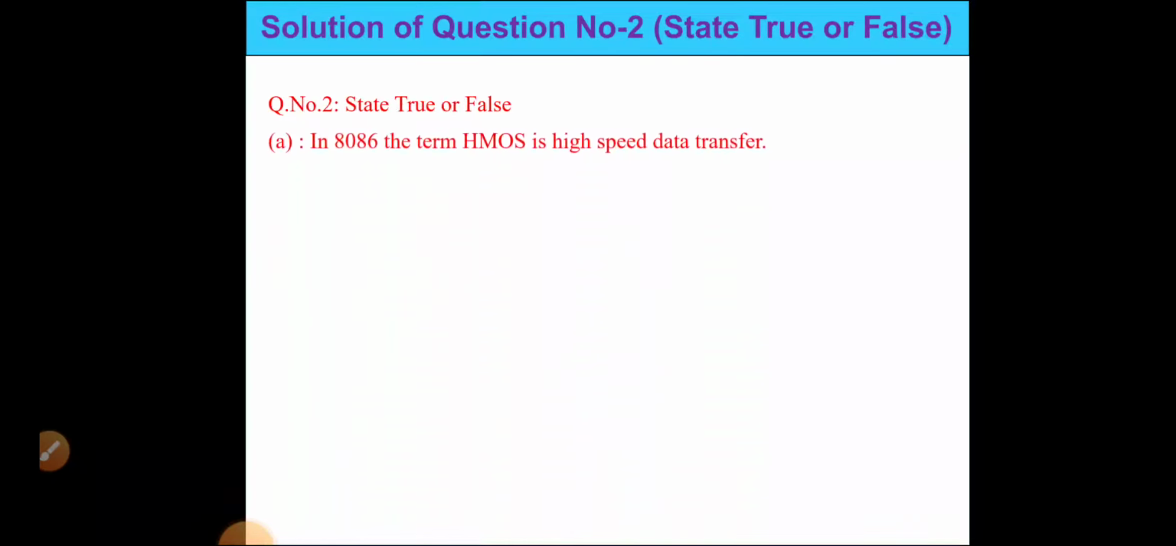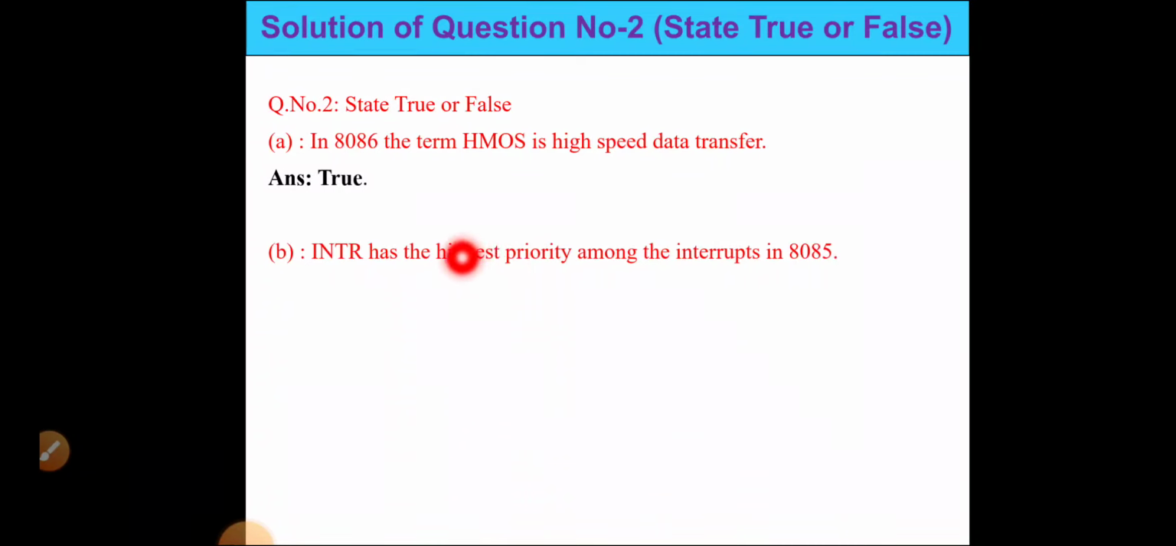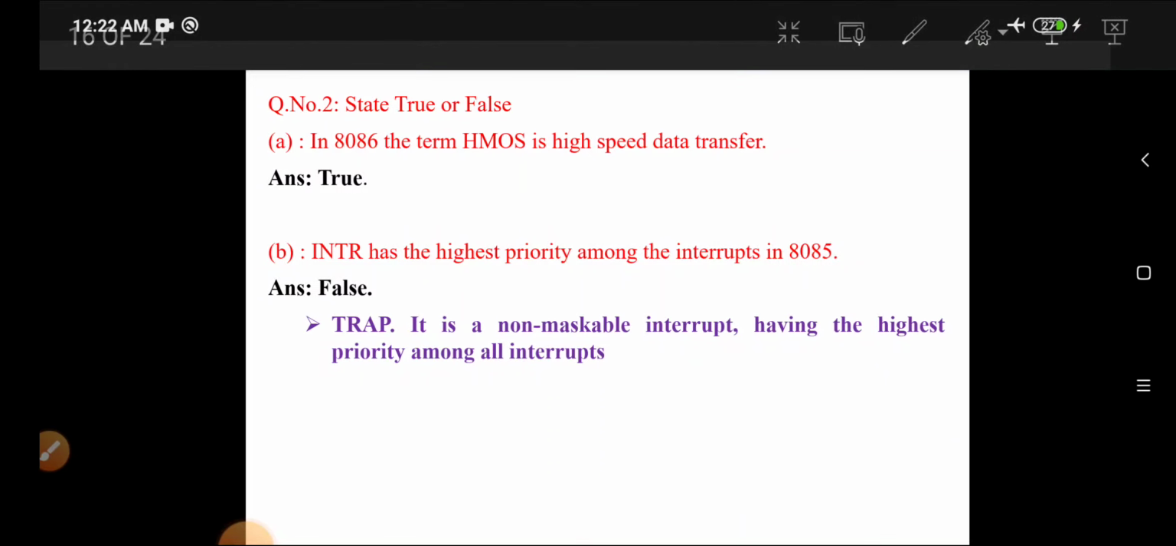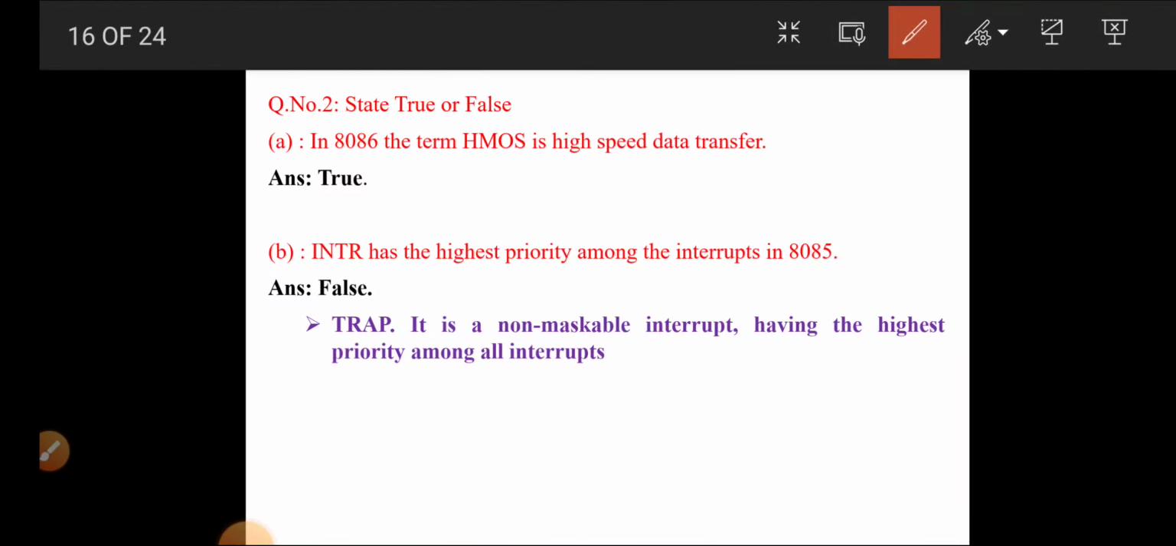First question: in the 8086, the term HMOS is a high speed data transfer. Yes, HMOS is a high speed data transfer. INTR has the highest priority among the interrupts of 8085. This is false, because TRAP is a non-maskable interrupt having the highest priority among the interrupts. So the answer is INTR is not the first priority, TRAP is the first priority interrupt.